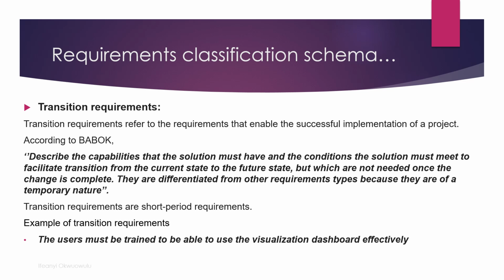And so let's look at how BABOK defined it. So BABOK said that these are capabilities that the solution must have and the condition the solution must meet to facilitate transition from the current state to the future state, but which are not needed once the change is complete. They are differentiated from other requirement types because they are of a temporal nature. So the key word here is that once the solution is in the future state, you don't have any need of the transition requirements again.